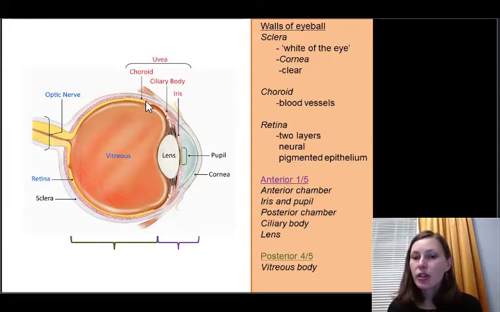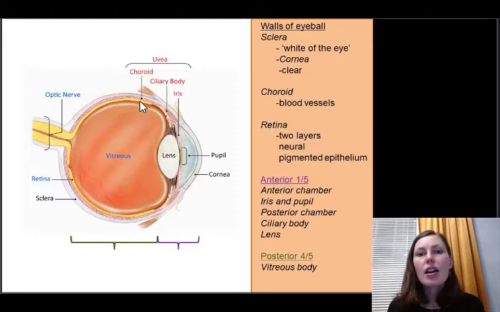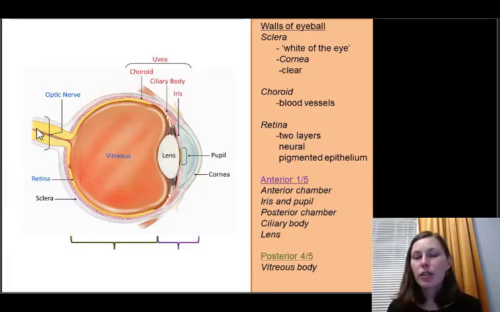color vision during daylight. The retina is going to be continuous with the optic nerve that is at the posterior portion of the eyeball. And the optic nerve is going to have all of that sensory information for sight, send it all the way back to your brain to interpret what you're seeing.